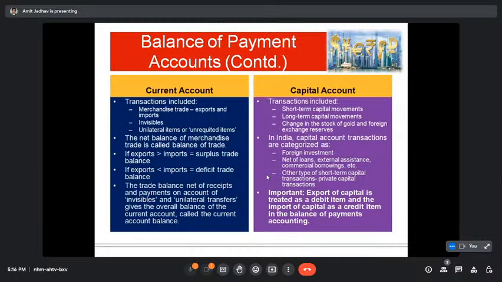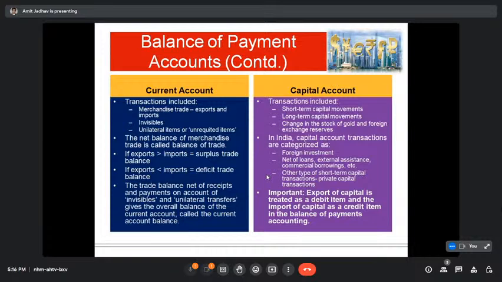So the current account balance includes visible as well as invisible trade. And if you have exports greater than imports, that is a surplus trade. And if you have the opposite situation where exports are smaller than imports, there will be a deficit trade. Similarly, we have the other side, that is the capital account, where capital inflow and outflow we have to consider.